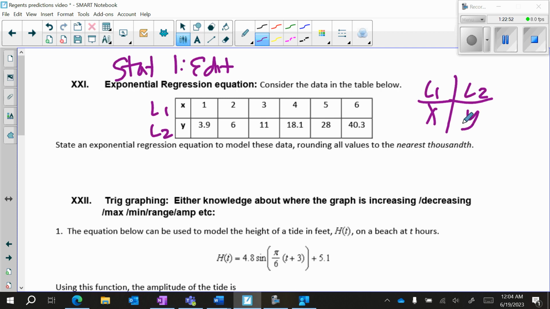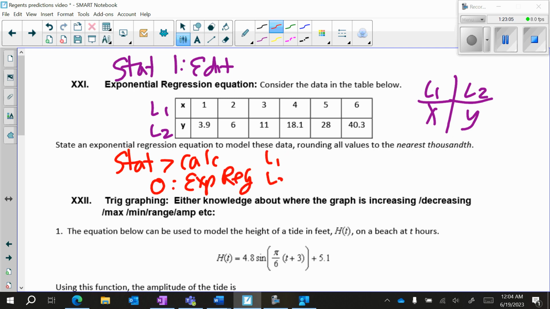Just like that. Hit Stat, Edit, enter them in. Once that's in there, then you're going to press Stat, go over to Calc, and you're going to go down to number 0, which says Exponential Regression. Make sure it says L1 and L2, nothing in the frequency list, and then when you write your answer, you're going to round appropriately. Remember, the equation for an exponential is y equals a times b to the x. You're going to plug in a and b, and you're going to round to the nearest thousandth, which is 3 decimal places.